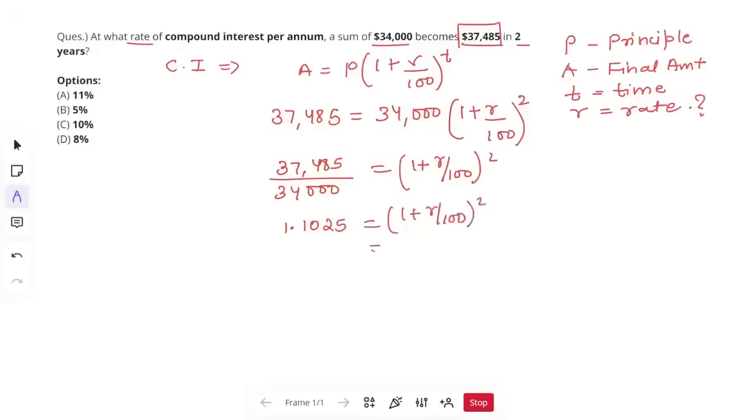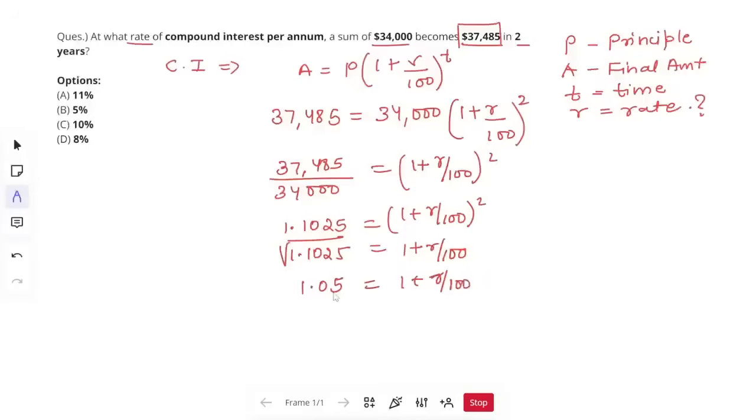Now to solve it further, since this is squared on this side, we can write it this way: it will become the square root of 1.1025, and here we have the one value only, since we are not taking the square now. If you solve it further, this is going to be 1.05, and this is going to be 1 plus R by 100, right? 1 plus R by 100.